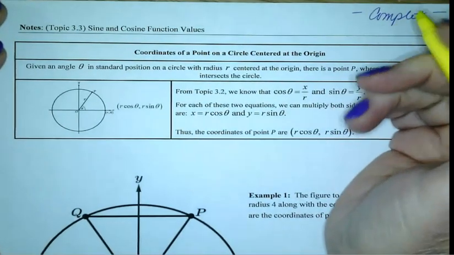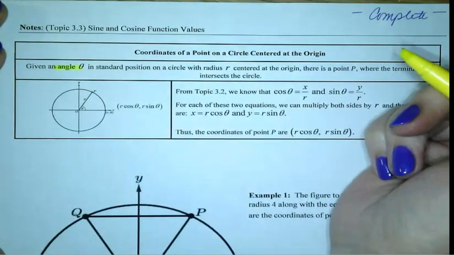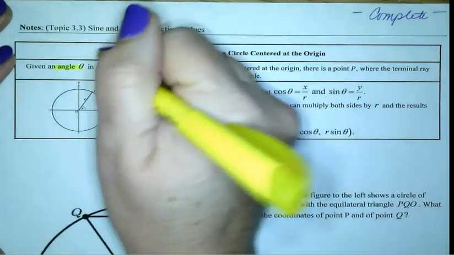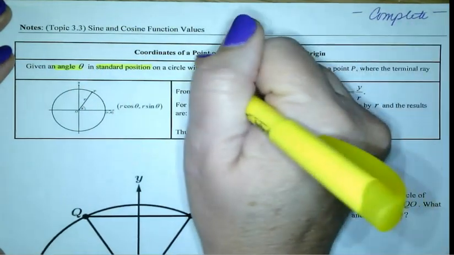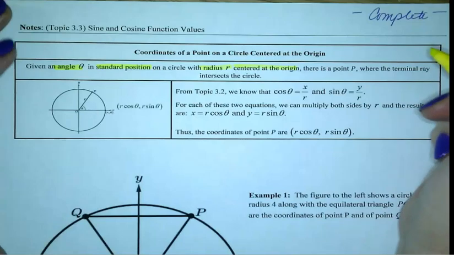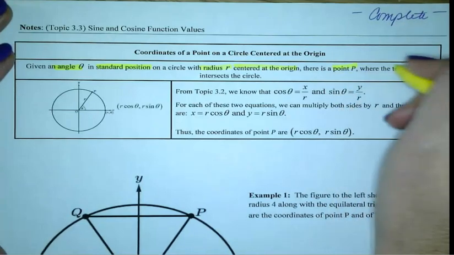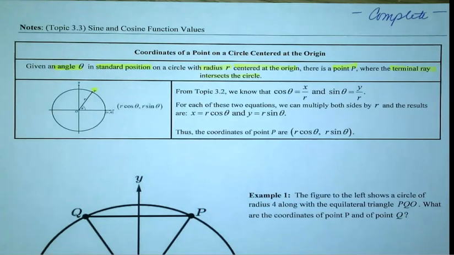So, coordinates of points on a circle centered at the origin. Remember we said that if angle theta was in standard position, then it's centered at the origin and it has a radius of r. Then there is some point on the circle that is created when the terminal ray intersects the circle. So point P is where the terminal ray intersects the circle. So it's talking about this little piece right there.